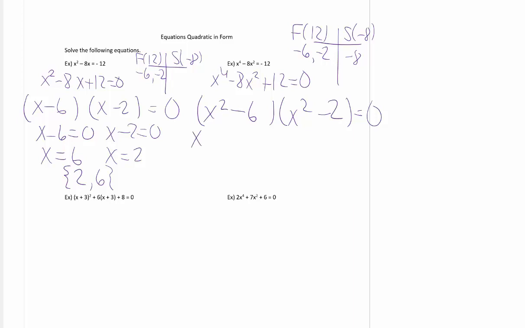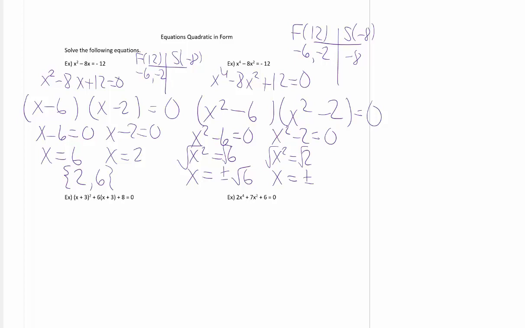Set each factor that contains a variable equal to 0. So I would add 6, take the square root of both sides, that's x equal to plus or minus the square root of 6. Here I would add 2. Take the square root, x is equal to plus or minus the square root of 2. So my solutions would be what? Negative square root of 6, negative square root of 2, square root of 2, and square root of 6.